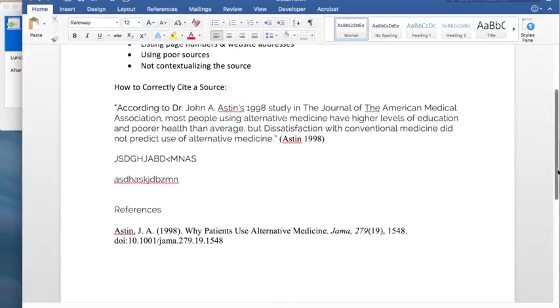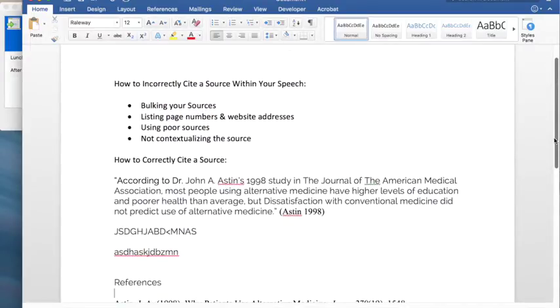Okay, so hopefully that makes sense. My main goal today was to talk to you about how to correctly cite the source within your speech. So this last piece was just an added bonus.